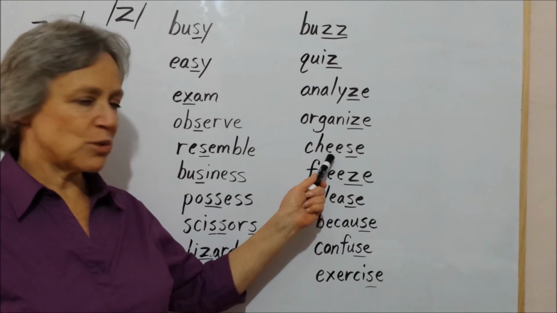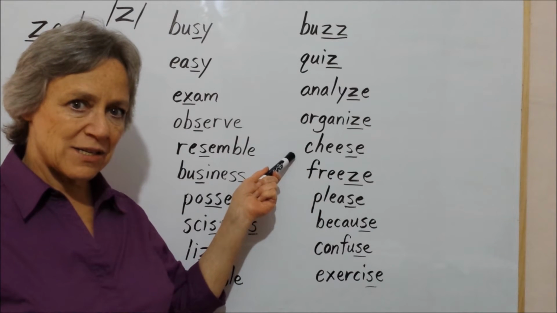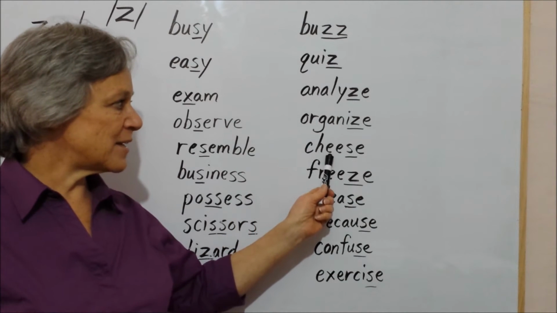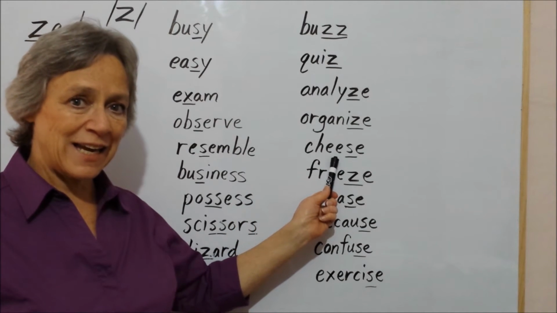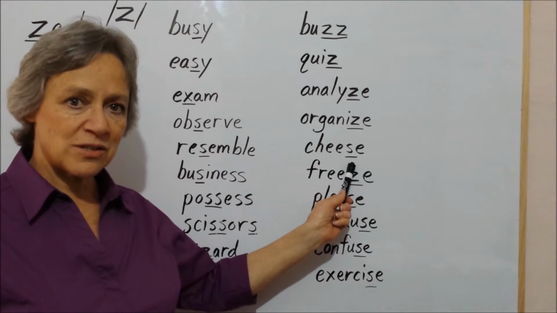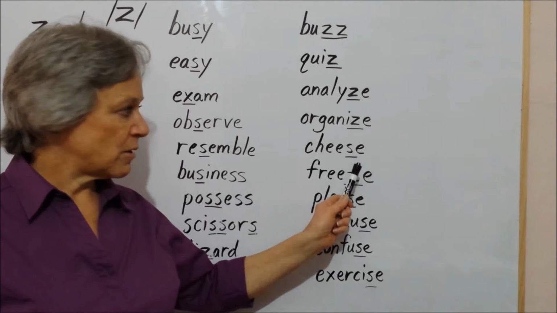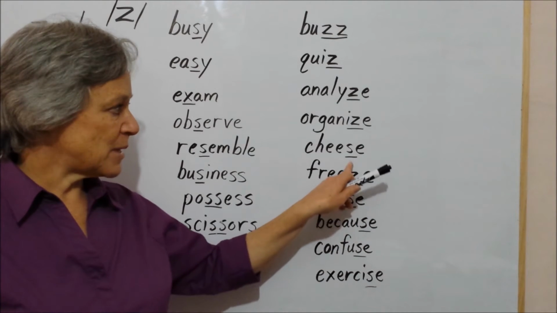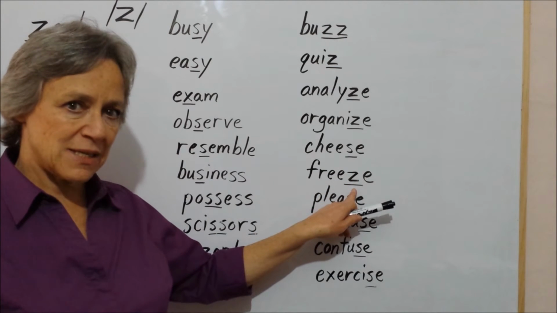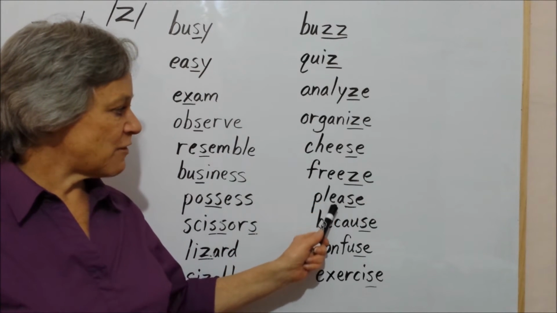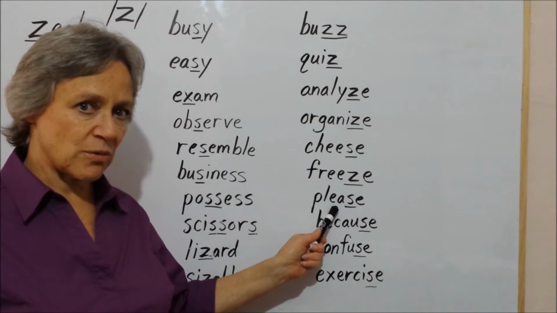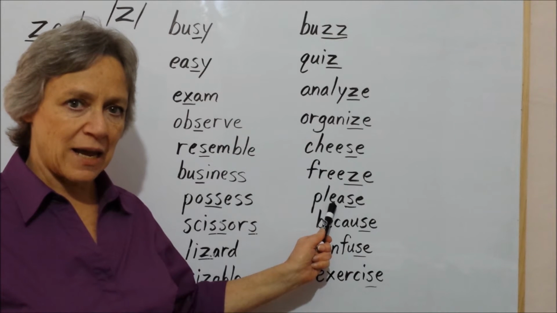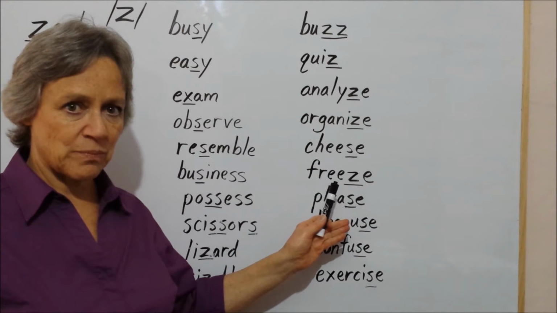Here I have three words which rhyme. Cheese, freeze, please. They all end in a vowel sound of E and then the Z sound. Notice the spelling is not always with the letter Z. Sometimes it's S, sometimes it's Z. The spelling of the vowels may be different also. Here we have two E's. Here I have EA, but the sounds are the same.